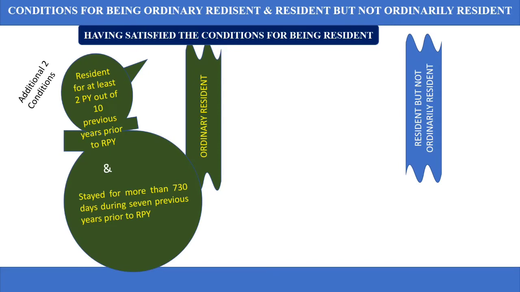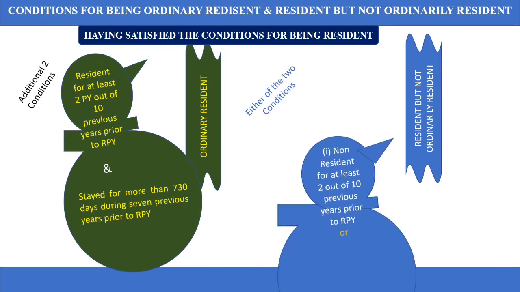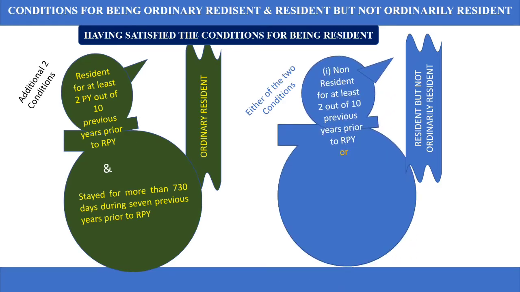Then the next advantageous position is resident but not ordinarily resident, for which he has to satisfy either of the 2 conditions. One is he must be non-resident for at least 2 previous years out of 10 previous years prior to the relevant previous year, or he should have stayed in India for a period of less than 730 days during the period of 7 previous years prior to the relevant previous year.